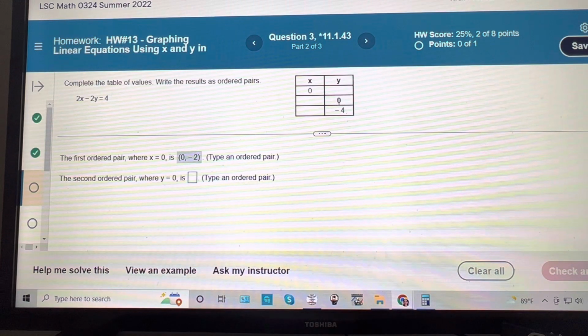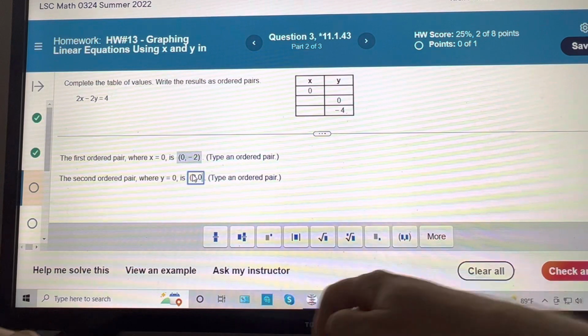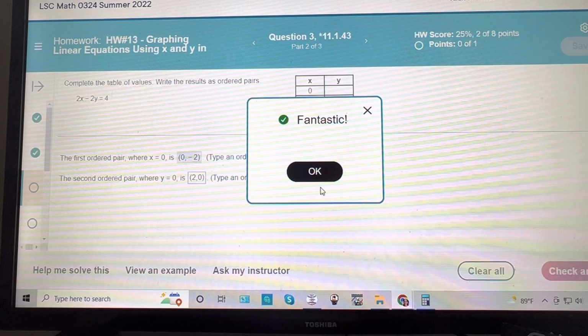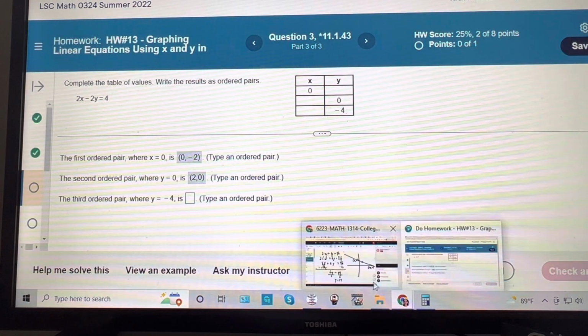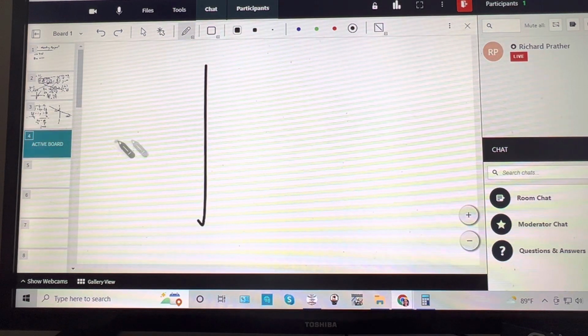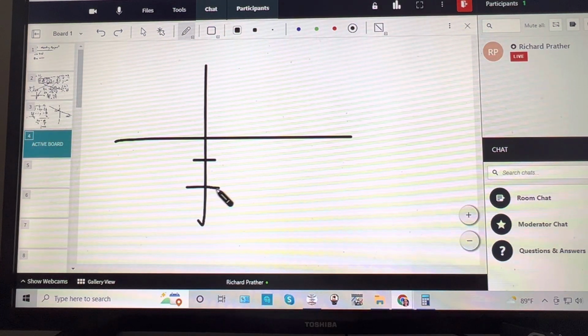When y is 0, the -2y part will disappear. 2x equals 4, divide by 2. 4 divided by 2 is 2. So it's actually 2, 0 for an ordered pair or coordinate. 2, 0. That's 2 to the right of the origin. So if you were graphing this, which I don't think you are, but if you were, that's all you need. 0, -2 is down 2. 2, 0 is right 2. There's the line right there.